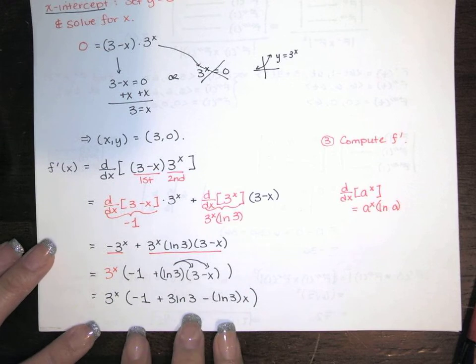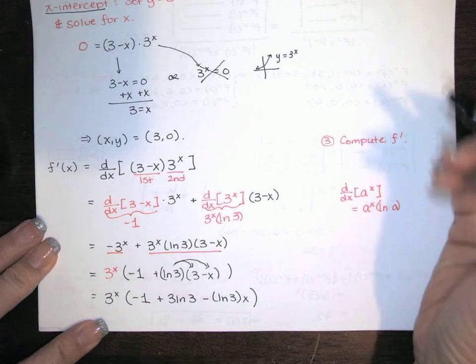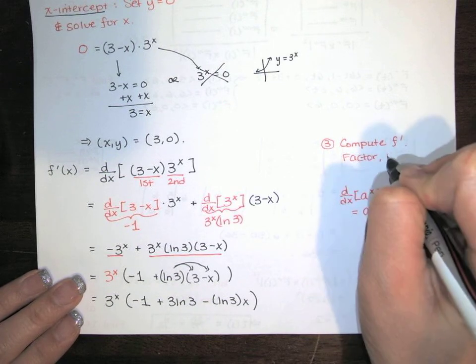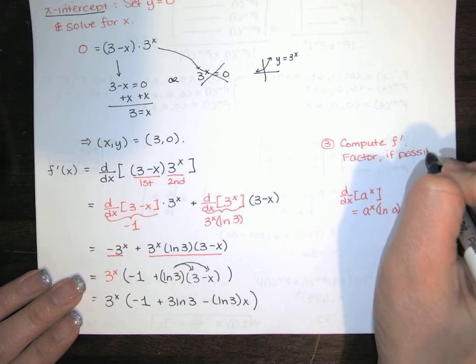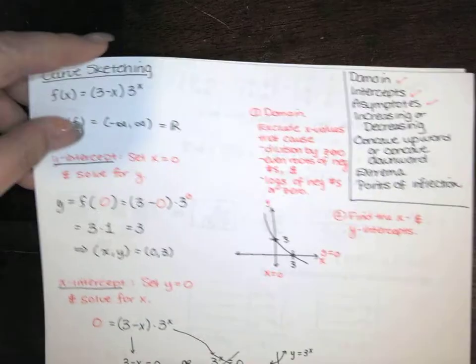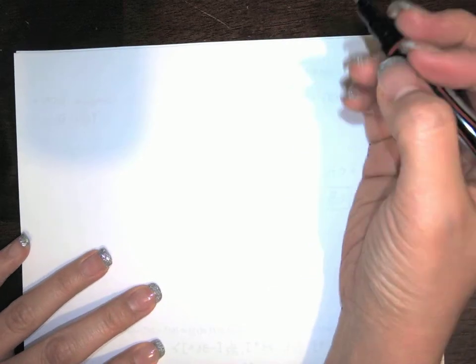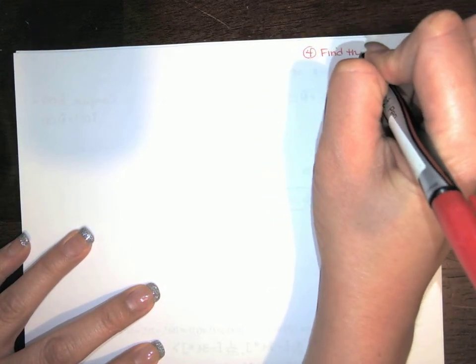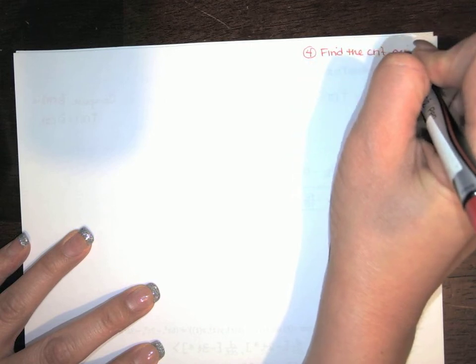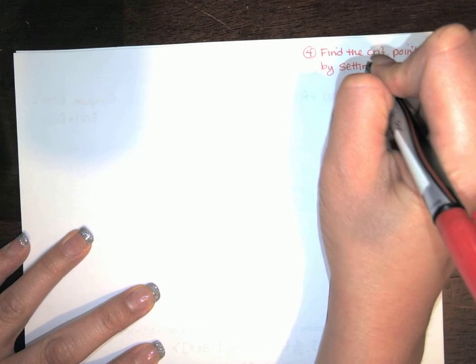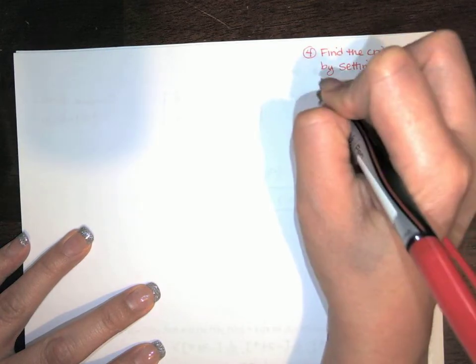Okay, so we've computed f prime and we've factored it. It's always a good idea because we're about to set it equal to 0. So now we will find the critical points of the function by setting f prime equal to 0 and solving for x.